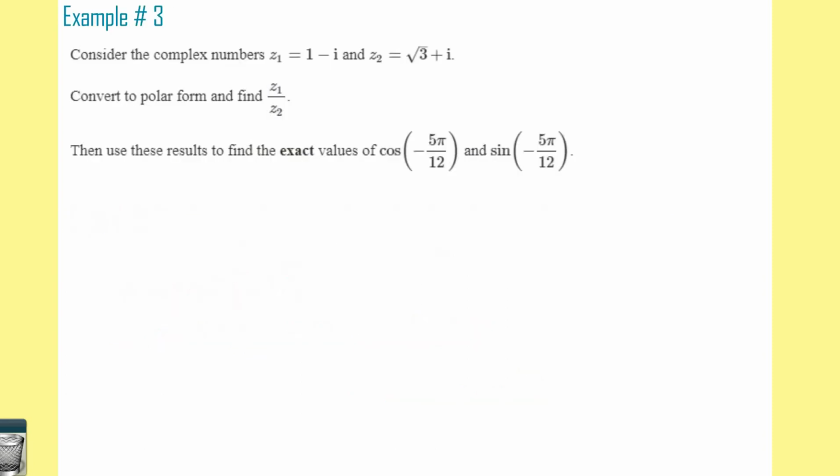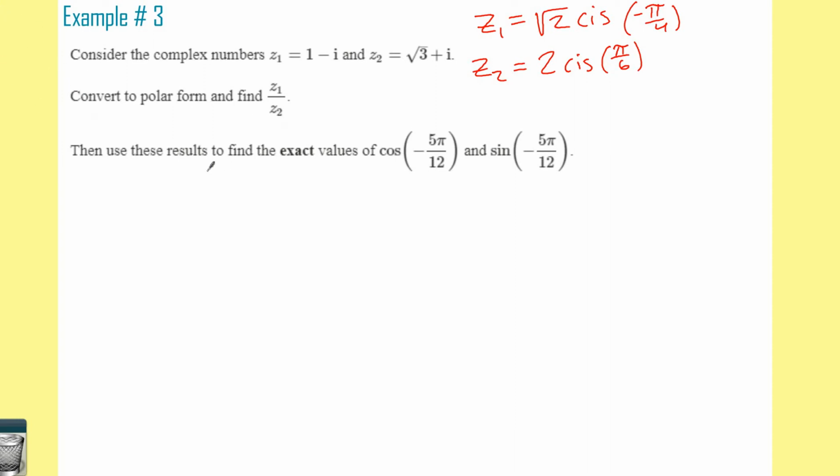Next one. So consider this, convert it to polar form, and then divide. So take a second, convert those. Okay, maybe pause the video. Hopefully you got this when you converted. Now we already converted to polar form, so now we're going to divide z1 over z2. I'll let you guys do that.